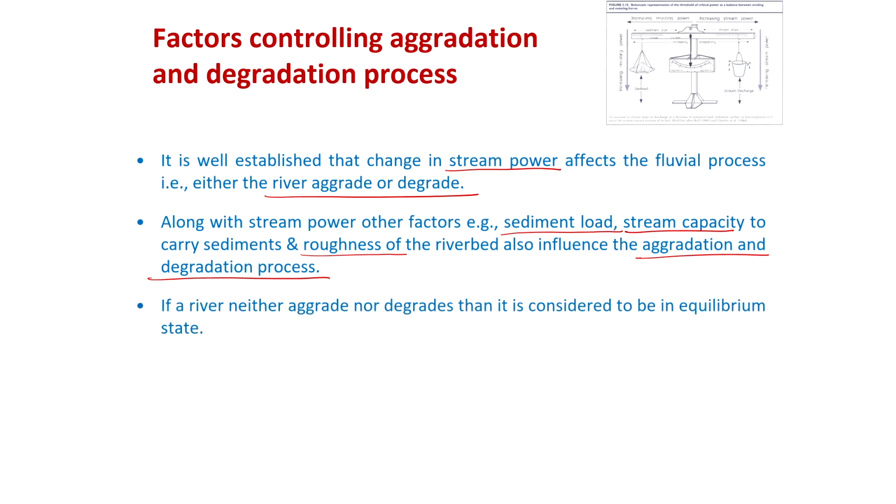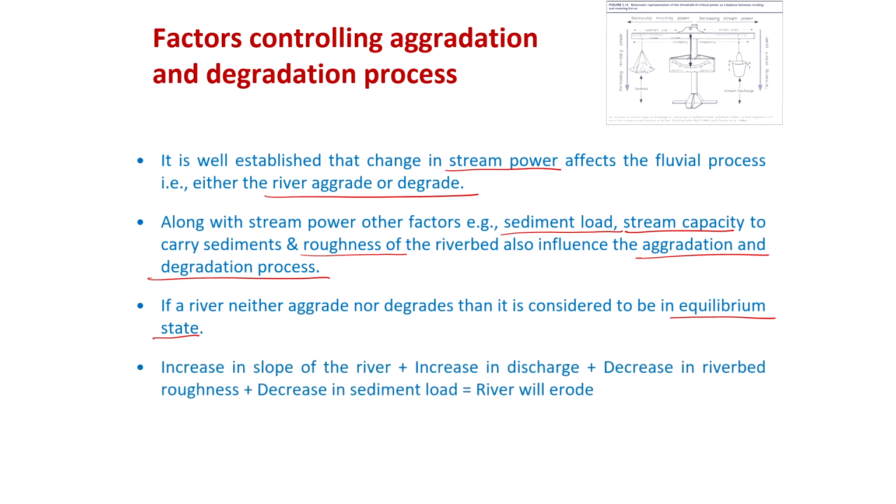If the river neither aggrades nor degrades, so it is not doing anything, it is considered to be in equilibrium, the equilibrium state, because it has nothing to do.